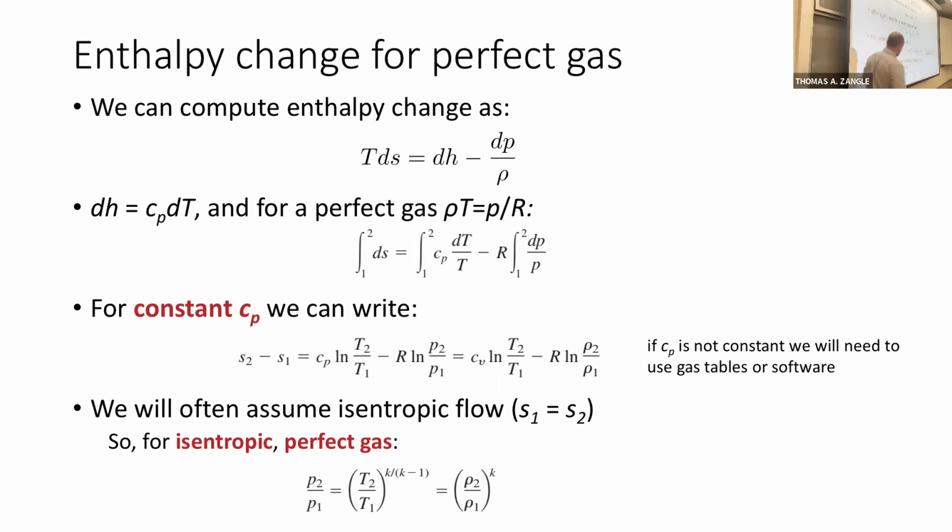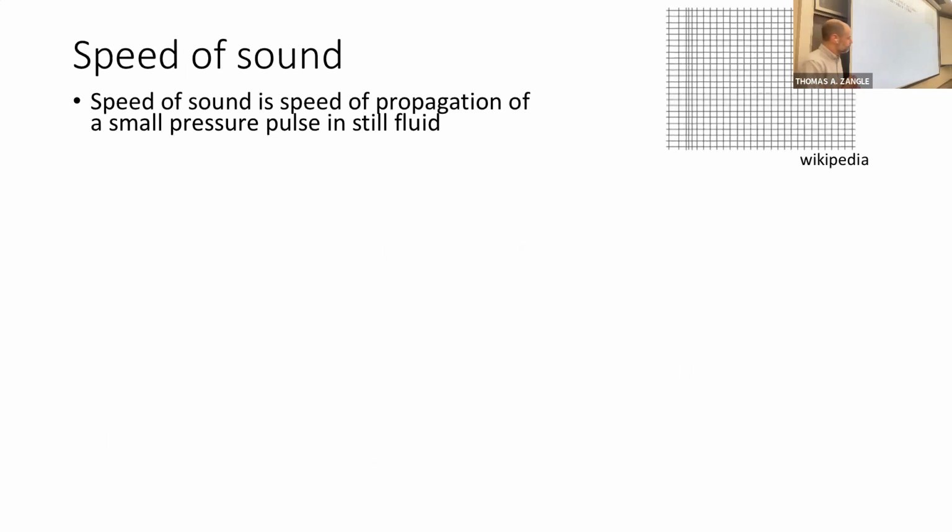All right, so this is the first expression that we're really going to be using in solving problems. But to go a little bit further, we have to get a little stricter about our definition of the speed of sound. So we're going to have to talk about speed of sound, where it comes from, and what it is. Speed of sound is the speed of propagation of a small pressure pulse in a still fluid. That's what we mean by speed of sound.